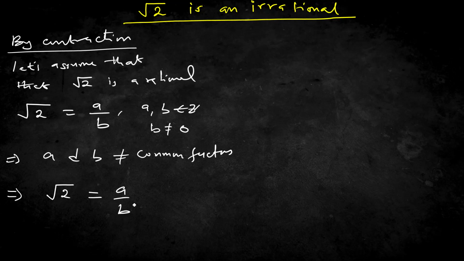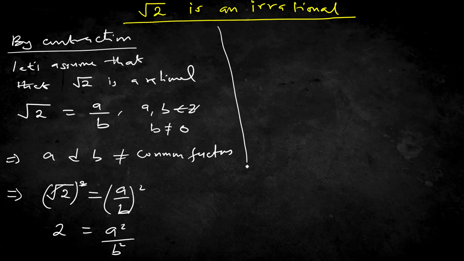So we have root 2 equals a over b. Let's square both sides. So we have 2 equals a squared over b squared. We can make this side over 1. So 1 times a squared is a squared equals 2b squared.